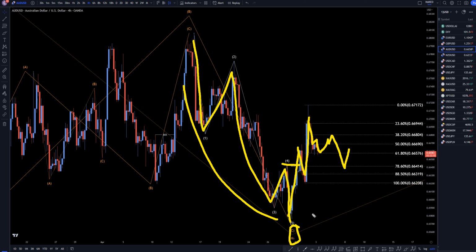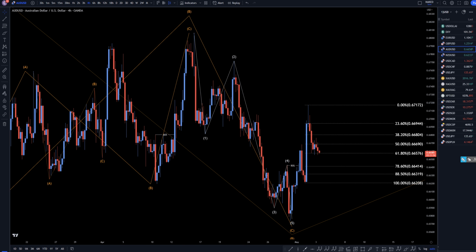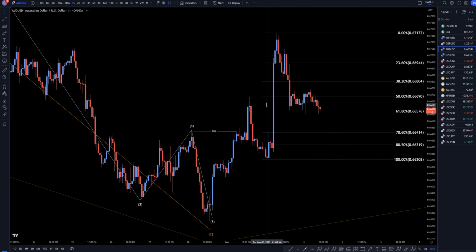Now we have FOMC news coming out, federal funds rate news coming out later today. So if this is in a corrective state, I am going to say that the news is very, very likely to cause an impulsive move up and the continuation of the uptrend. So let's head down to the 1 hour time frame.